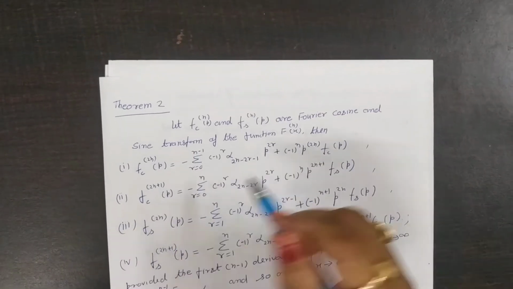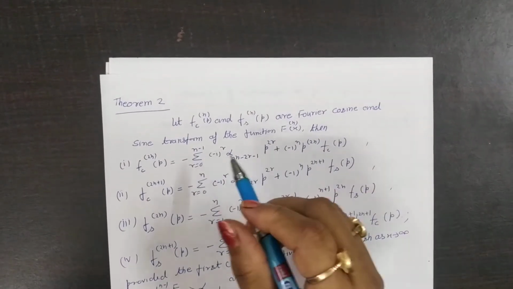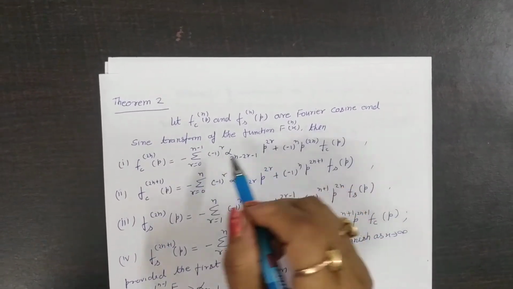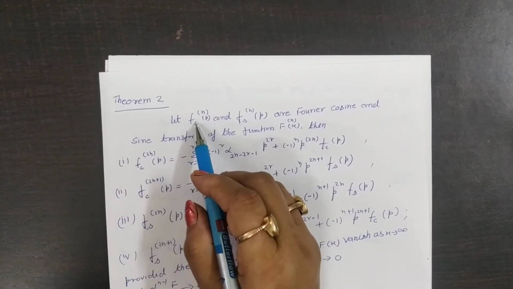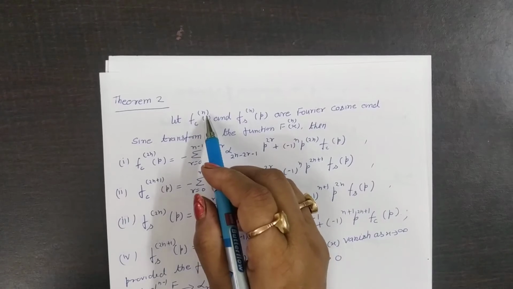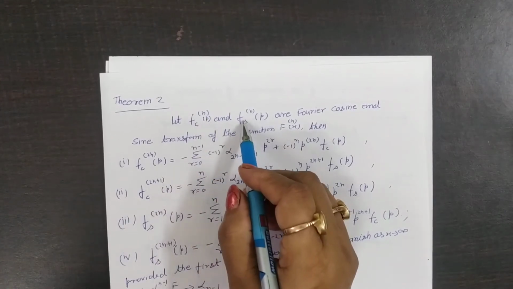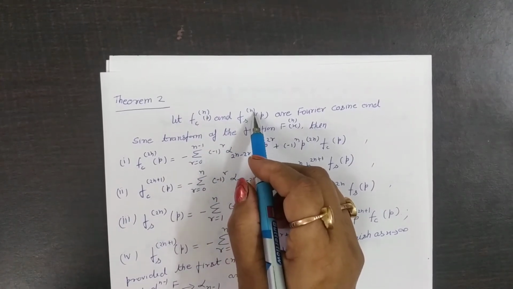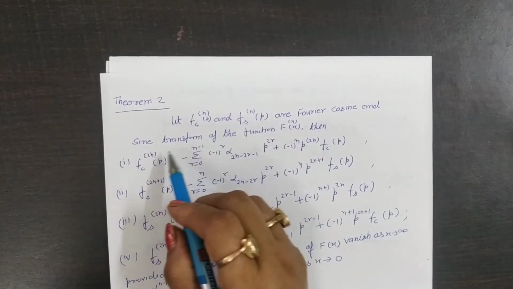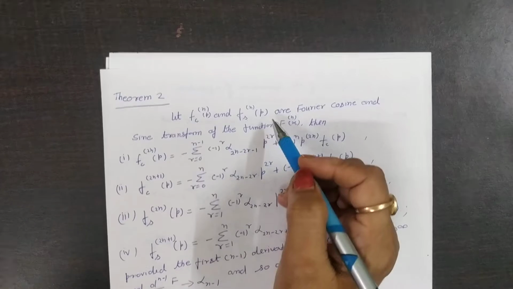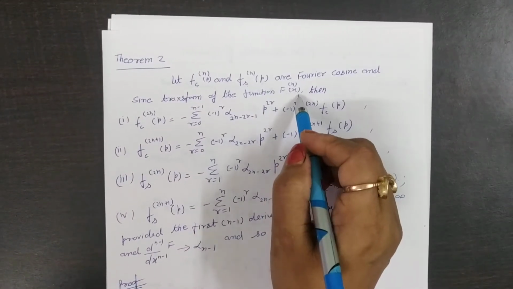Yes friends, now I will explain the next theorem of the Fourier transform. In this theorem, let F_c^(n)(p) and F_s^(n)(p) be the Fourier cosine and sine transforms of the function f^(n)(x).